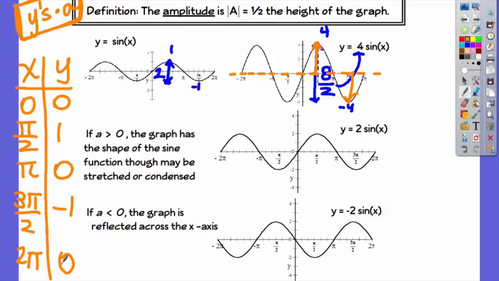So, whatever a is, if we ever have to graph this ourselves, we're going to multiply all of these y values by that number. So, if I wanted to look at this one, clearly I see the graph already. Okay? But since my a is 2, if I multiply all of my y's by 2, what's 0 times 2? 0. There's that point, 0, 0. What's 1 times 2? Pi over 2, 2. Everybody see that? 0 times 2? 0.